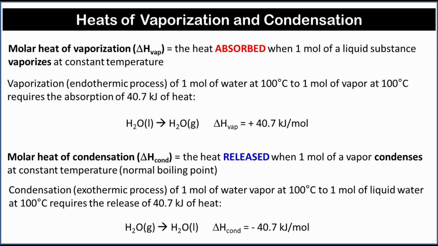The molar heat of condensation is defined as the heat released when 1 mole of a vapor condenses at constant temperature, which is the normal boiling point. Condensation, which is an exothermic process, of 1 mole of water vapor at 100 degrees Celsius to 1 mole of liquid water at 100 degrees Celsius, requires the release of 40.7 kJ of heat.